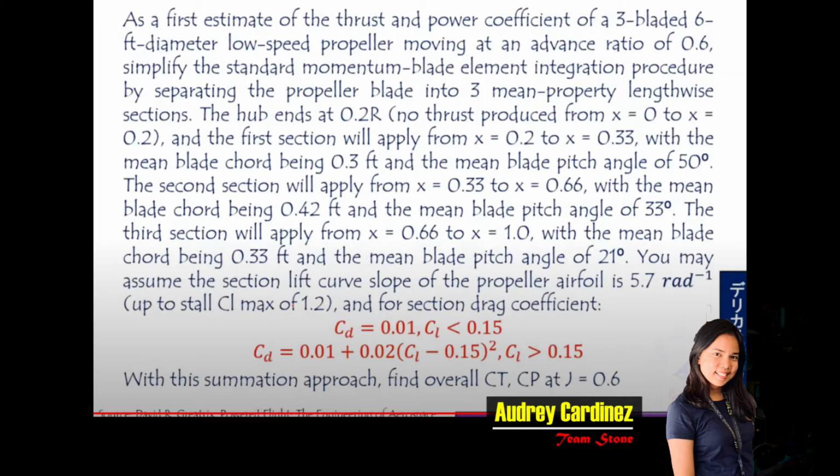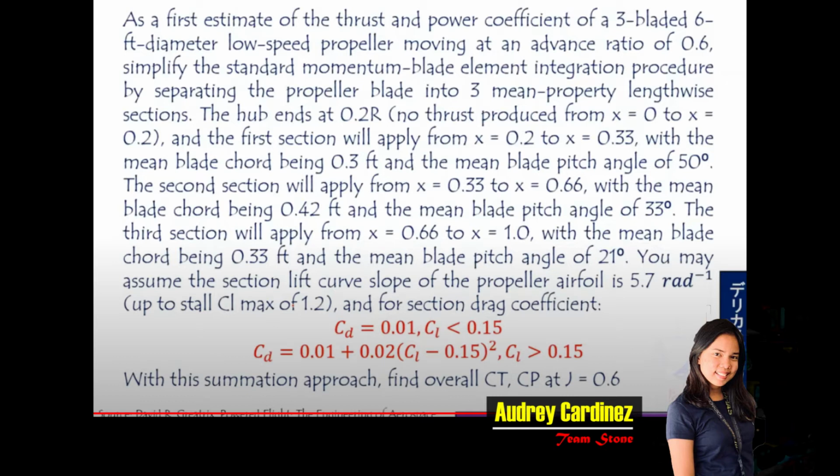The first section will apply from x equal to 0.2 to x equal to 0.33, with the mean blade chord being 0.3 feet and the mean blade pitch angle of 50 degrees. The second section will apply from x equal to 0.33 to x equal to 0.66, with the mean blade chord being 0.42 feet and the mean blade pitch angle of 33 degrees. The third section will apply from x equal to 0.66 to x equal to 1, with the mean blade chord being 0.33 feet and the mean blade pitch angle of 21 degrees.